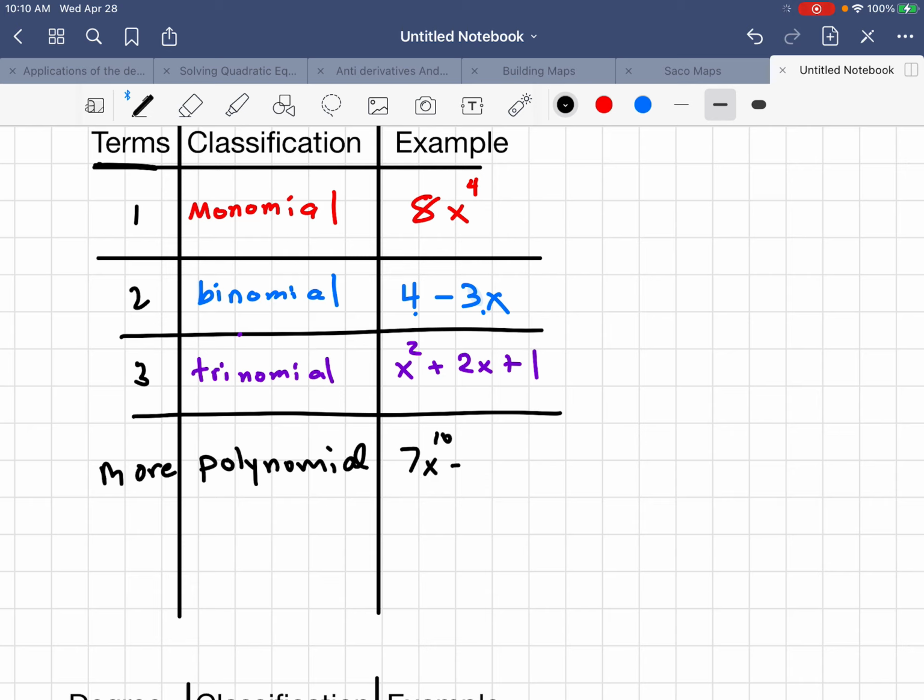7x to the 10th minus 3x squared plus 4x plus 2. It's got four terms. We don't really need to worry about classifying that.